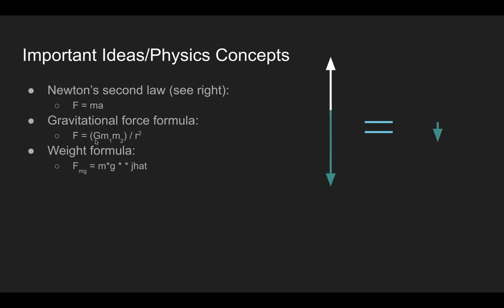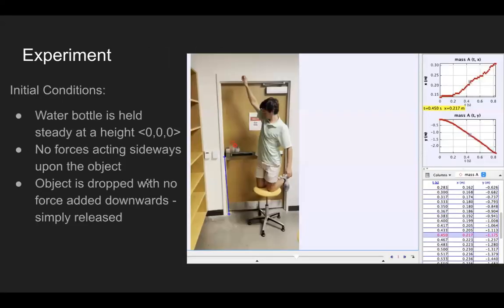Another one that we keep in mind is the gravitational force formula, G times M1 times M2 divided by R squared. And the last one, which is really important for this experiment, is the weight formula: M times G times j hat. So mass times gravity, which is just the acceleration on Earth, and then times j hat, which is just the unit vector.